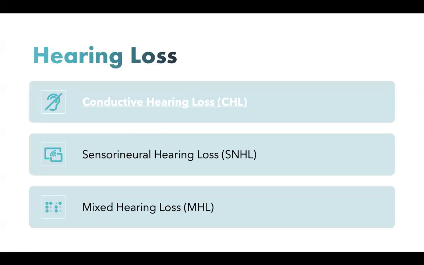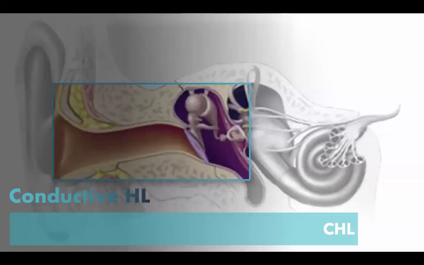Now, as we said, we're going to be talking about the conductive hearing loss, the sensorineural hearing loss, and the mixed hearing loss. Mixed hearing loss is usually the combination of conductive and sensorineural hearing loss together. So we're not going to talk specifically about types of mixed hearing loss, maybe later, but for now we're going to start with the conductive hearing loss.